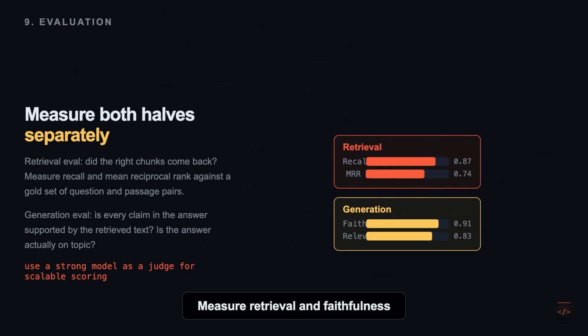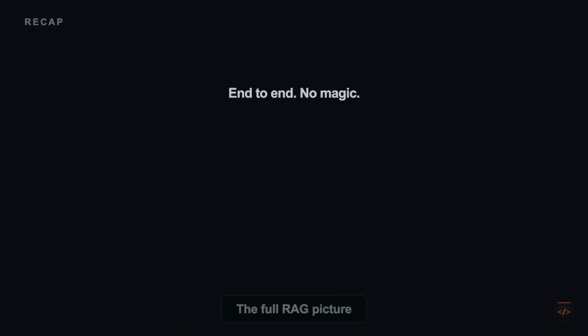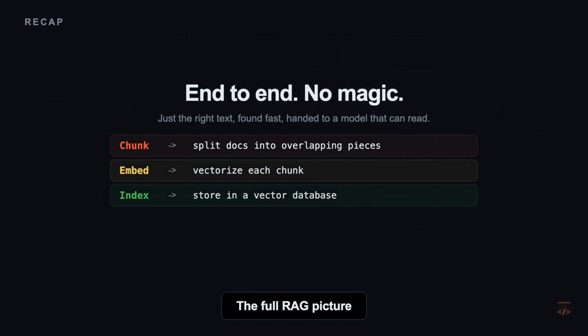A common shortcut is to use a strong model as a judge, scoring answers against the sources automatically. So once these numbers exist, every change, a new chunk size, a re-ranker, a different embedding model, becomes a measurable experiment instead of a guess. So that is RAG end to end.